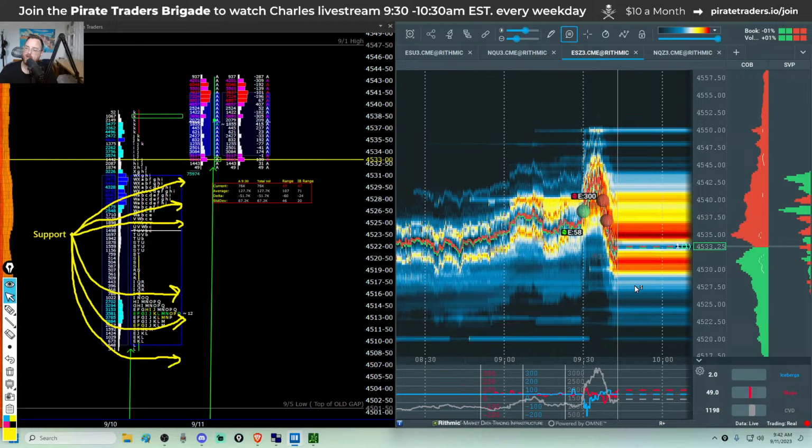Martin says, the screen on the left, is that part of Bookmap? It is not. The screen on the right is Bookmap. The screen on the left is called Market Profile Software, or TPO charts.